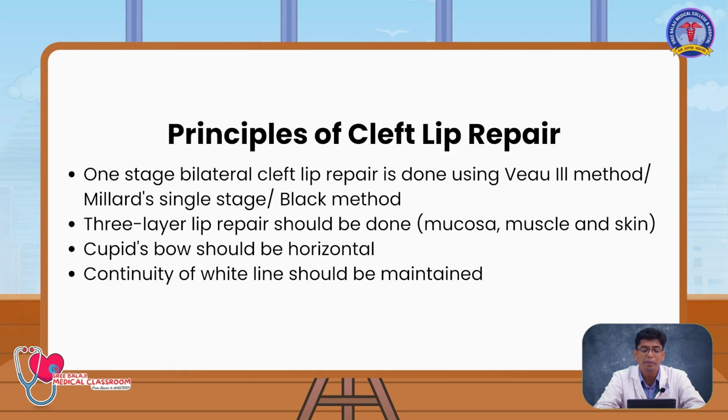3-layer lip repair should be done, where mucosa, muscle and the skin, all three should be sutured separately. The cupid's bow should be horizontal and the continuity of the white line should be maintained. Mistakes in these will form deformities or asymmetry between the left and right side.